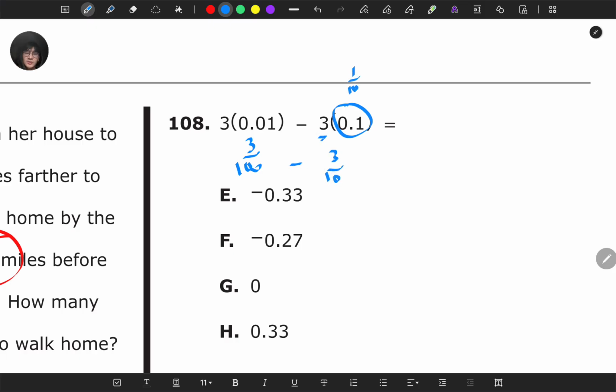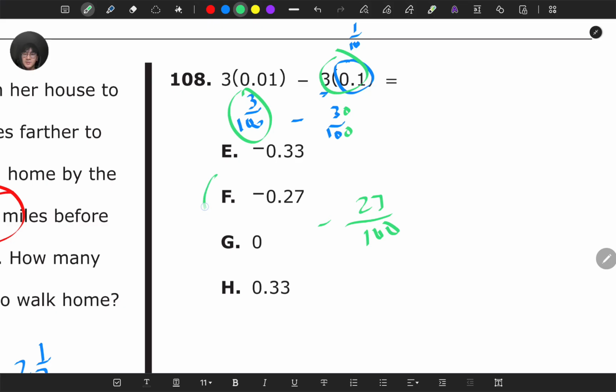So you have 3 hundredths and you have minus 3/10. Well, different denominator, so multiply 10 on top and bottom, and you get that 3 tenths is the same as 30 hundredths. So you just have to do 3 hundredths minus 30 hundredths, but you clearly don't have enough hundredths, so it's going to be a negative number. It's just 30 minus 3, which is 27, but negative since you don't have enough. It's negative 27 over 100, and that's choice F.